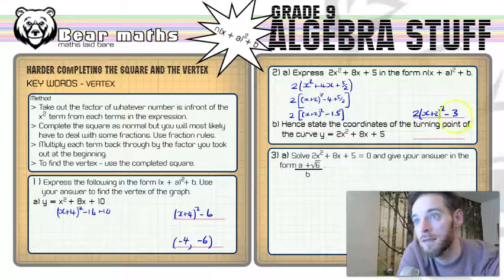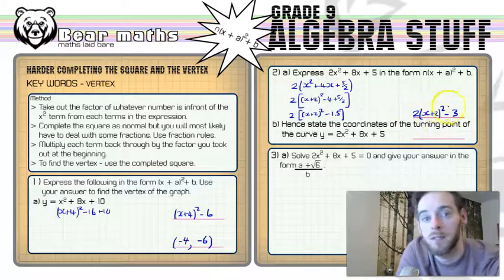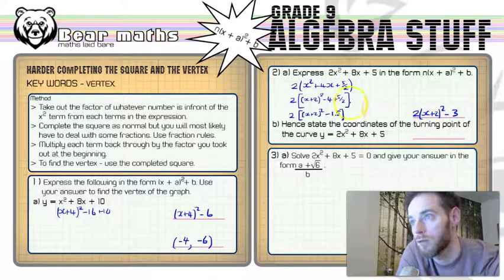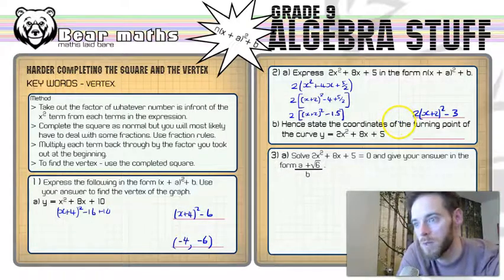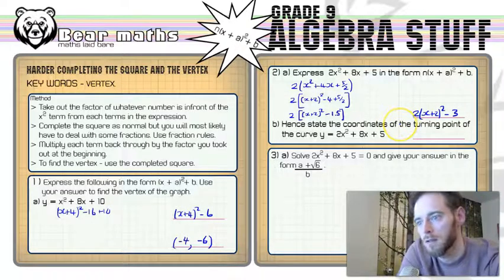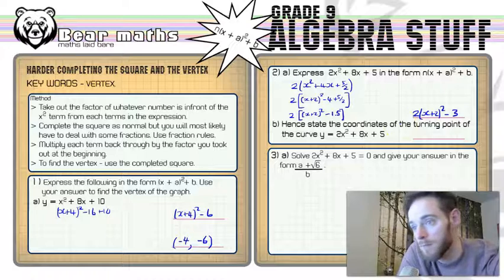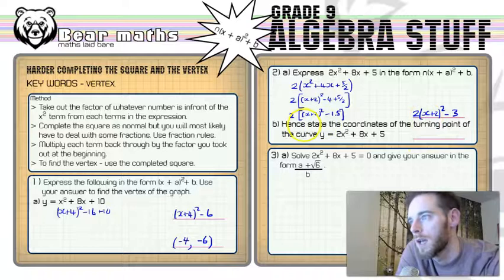Okay, and that's it. We've done our harder completing square business there. There wasn't too much to do with the fractions, but you might get more to do with fractions, in which case you're going to have to really be good with your fraction rules if you haven't got a calculator. If you have got a calculator, of course, just use your calculator to do the stuff with the fractions you need to. Now we've got to state the coordinates of the turning point of the curve.